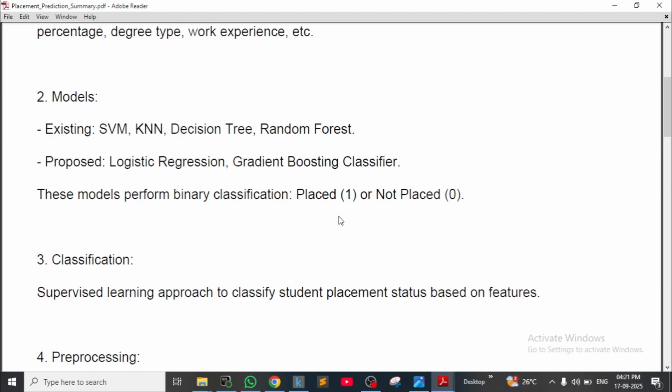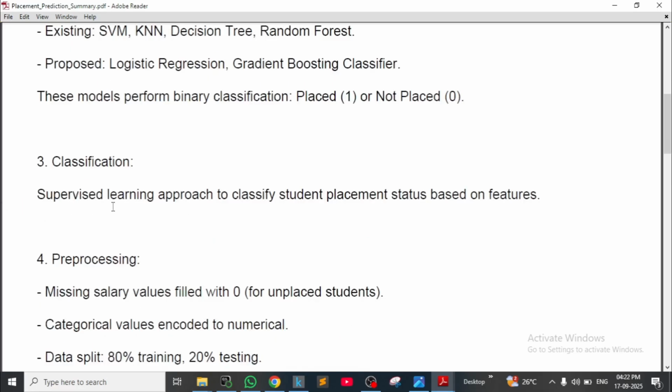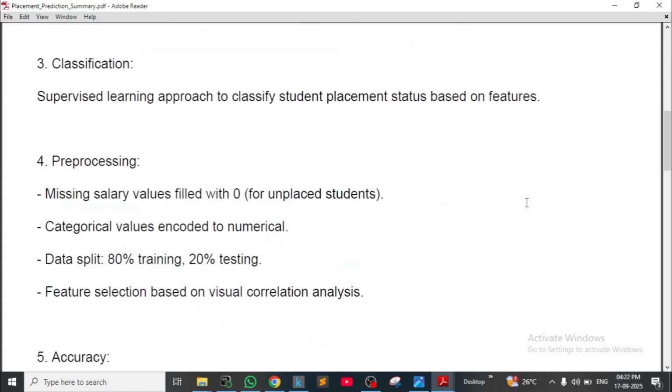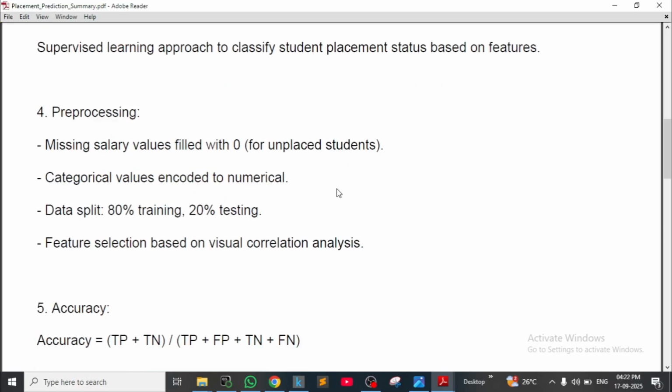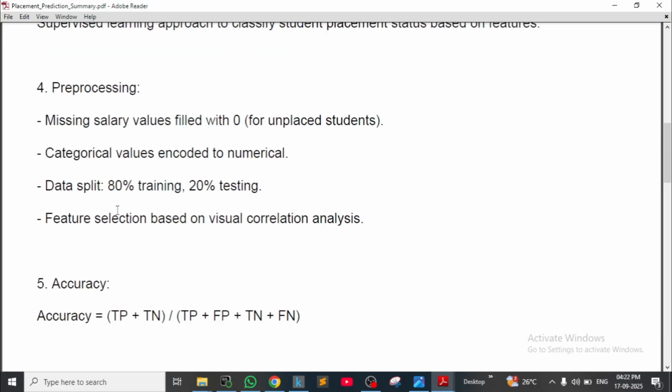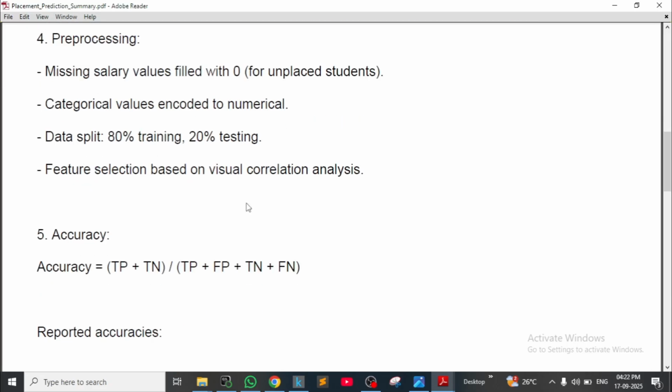Like this, we got an output with two results: one is placed, another one is not placed. Classification, a supervised learning approach to classify student placement status based on features. Now coming to the pre-processing: missing salary values filled with zero for an unplaced student, categorical values encoded to numerical, data split 80% training and 20% testing, feature selection based on visual correlation analysis.